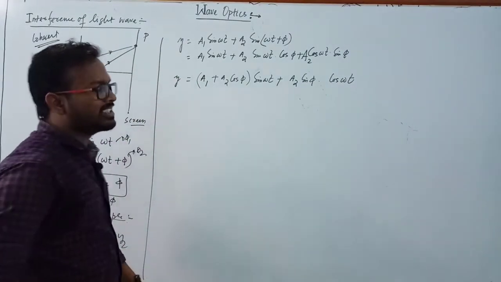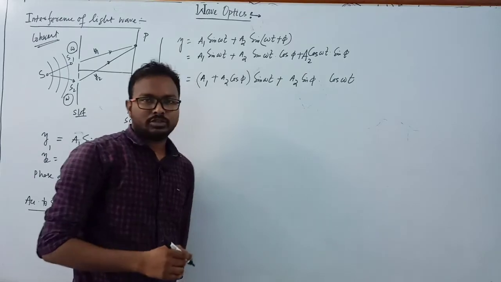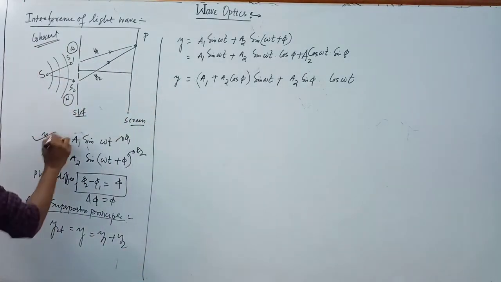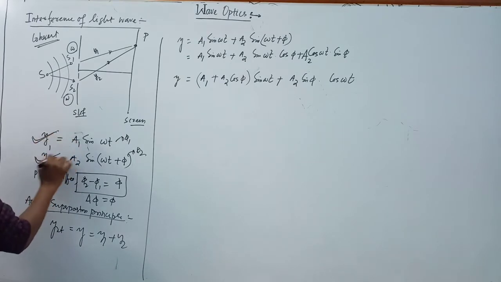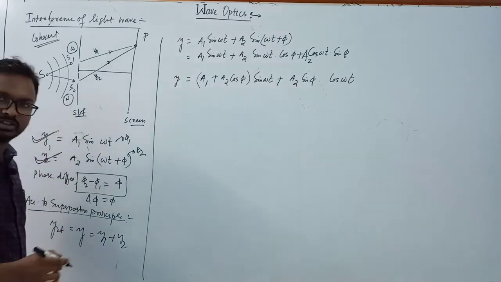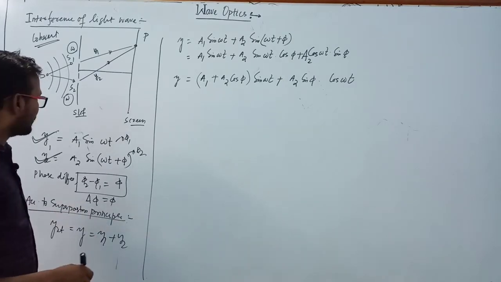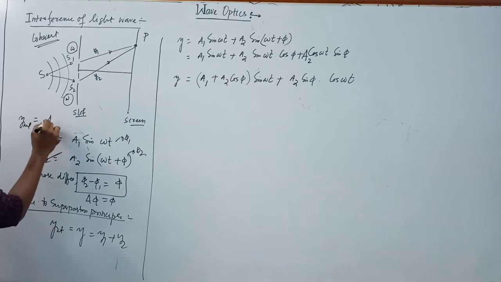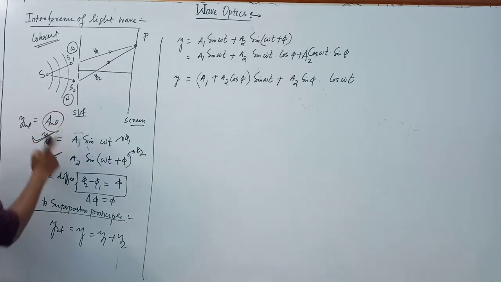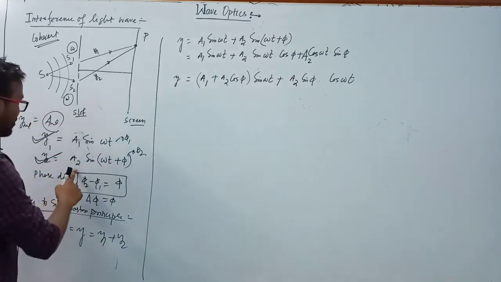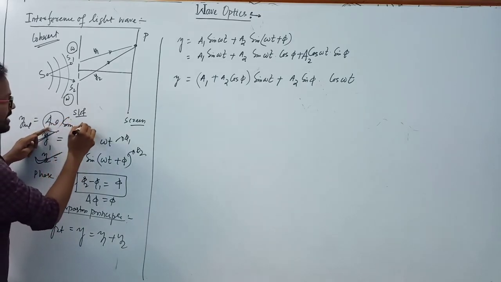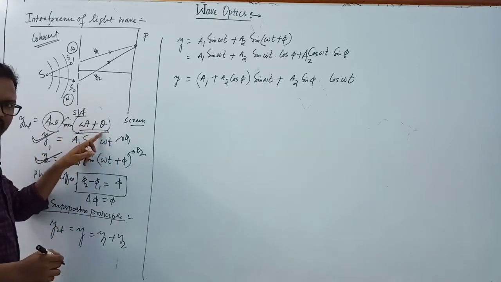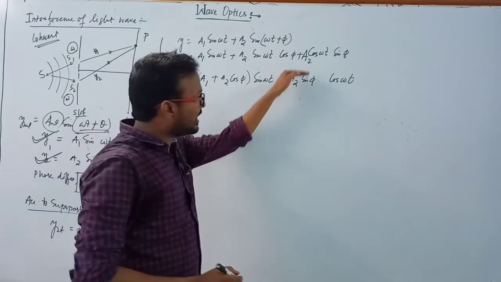But we have to find a general equation. By using the superposition principle we get a resultant wave, and the resultant wave we have to find is y net, or y, which equals A net. A net means the maximum amplitude, here with amplitudes a1 and a2. Now we have to find the maximum amplitude into sin(omega t plus theta) or something like this. So we have to derive a relation here.